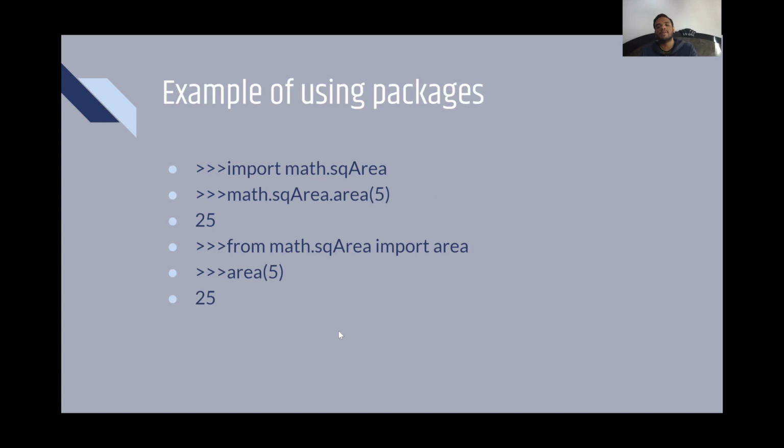It's 25, right? And in another way, we could say from math.square_area import area. Again, we call the area command, pass in the parameter 5, and we still get 25. So there are two ways we could do it, this way or this way. Same thing. That's how we could use packages in Python.